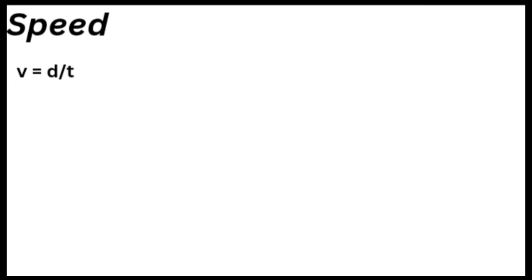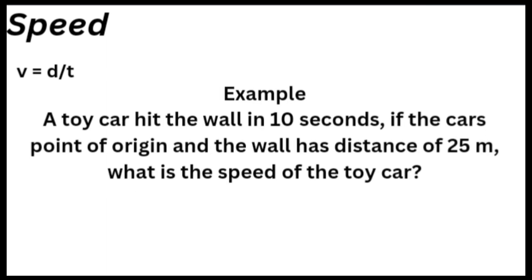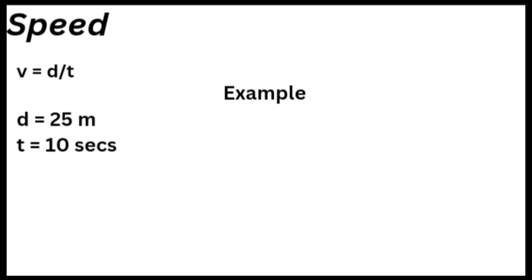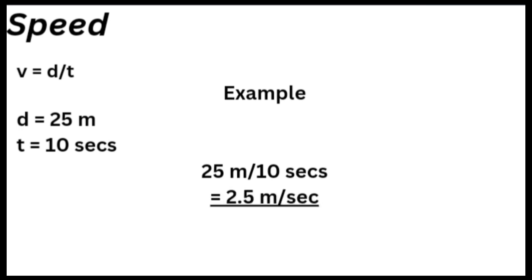Next up is the formula of distance over time, which would equal speed. An example: a toy car hits the wall in 10 seconds. If the car's point of origin and the wall have a distance of 25 meters, what is the speed of the toy car? So, of course, the distance we have is 25 meters, and the time that we have is 10 seconds. So, we would have 25 meters divided by 10 seconds, and we will get 2.5 meters per second. That is now the speed.